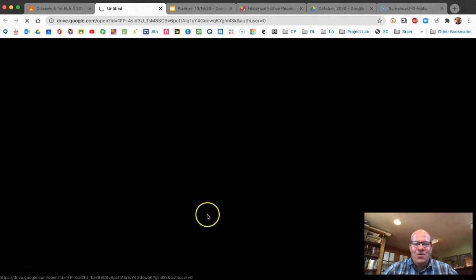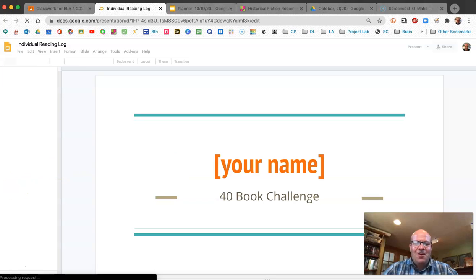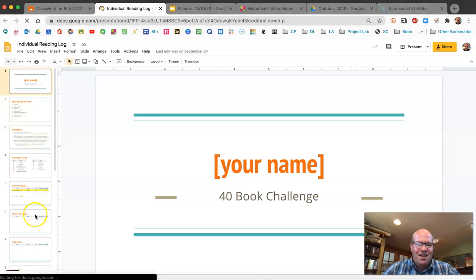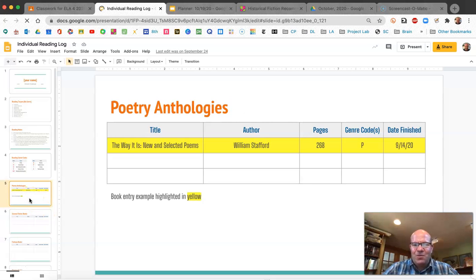When you have one of these with your name on it, make sure that it has your name, and also here you are entering books by genre as you finish them. So for example, if I go to slide number 6, this is where I would enter my science fiction books. Slide number 5, that's where I enter my poetry books. And away you go. So you have one of those with your name on it. Please open and keep that one up to date.